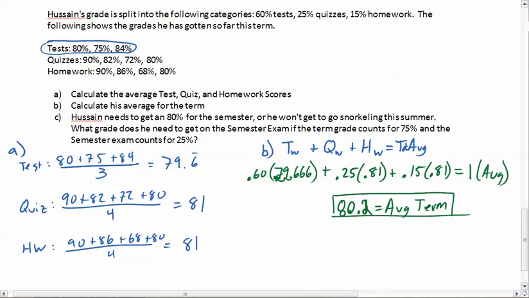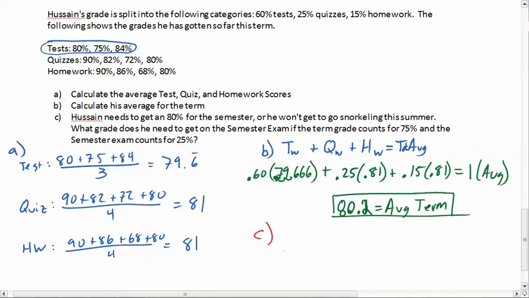Now we're going to take the last bit of information. It says Hussein needs to get an 80% for the semester or he won't get to go snorkeling this summer. What grade does he need to get on the semester exam if the term grade counts for 75% and the semester exam counts for 25%? We're going to run out of time, so I better solve that. Let's go on to part C.